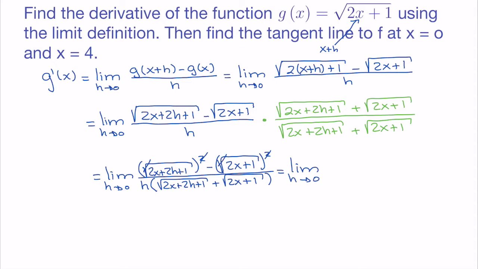So in the numerator we get 2x plus 2h plus 1 minus, keep always a parenthesis there. That negative sign is always going to change all signs inside. So the best idea is keep your parentheses there and then you change the sign so you don't make mistakes. This is h times square root of 2x plus 2h plus 1 plus square root of 2x plus 1.